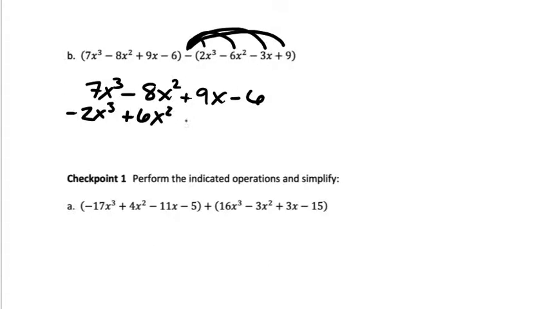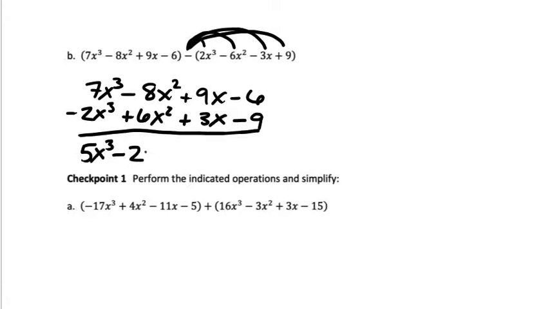Minus negative 3x is going to become plus 3x. And then I have minus 9. So the hardest part about these generally is just getting that sign right if it's a subtraction problem. So now I can go through and do each column. 5x to the third minus 2x squared plus 12x and minus 15.